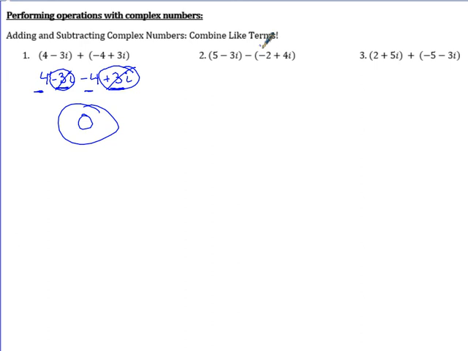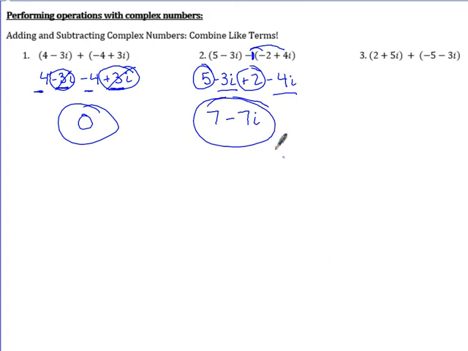In this one, I have minus, so we're going to treat this like a negative 1 and distribute that. So I have still 5 minus 3i, and then negative 1 times negative 2 would be positive 2, and negative 1 times positive 4i would be negative 4i. So here I have 5 plus 2. Those are like terms that I can combine, and that's 7. And then I have negative 3i minus 4i. Those are like terms that I can combine, and that would be negative 7i. This would be as simplified as it can get. I can't put these two together because this term has an i and that one does not.